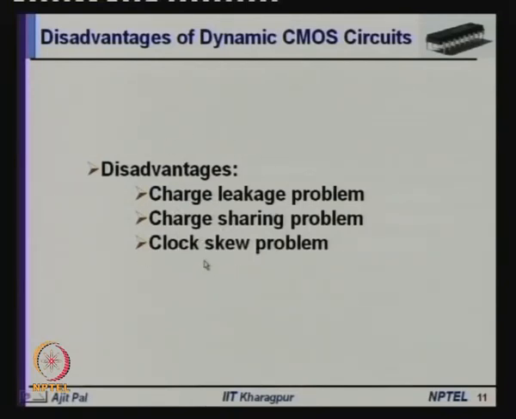But there are several disadvantages. Number one is the charge leakage problem, number two is the charge sharing problem, and third is the clock skew problem. These are the three problems associated with dynamic CMOS circuits. In my next lecture, I shall discuss these disadvantages and also how they can be overcome. Obviously, if we accept the disadvantages, then we cannot realize a circuit. We have to develop techniques by which these limitations and disadvantages can be overcome, which we shall discuss in my next lecture.